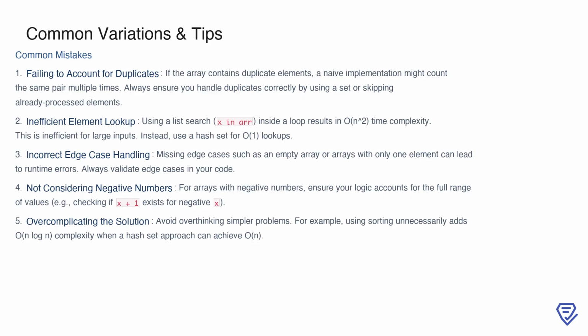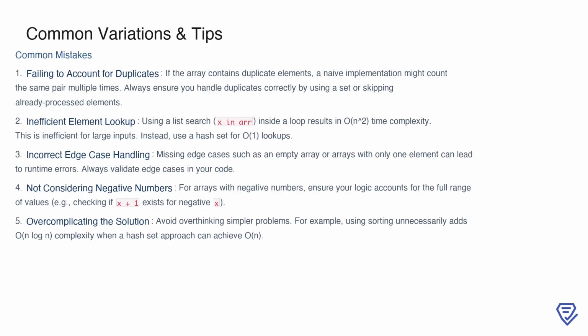Second, inefficient element lookup is another frequent pitfall. If you're using a list search, like checking if an element exists with x in arr inside a loop, you're introducing O(n squared) time complexity, which is far too slow for large inputs. Using a hash set brings this down to O(1) for lookups.